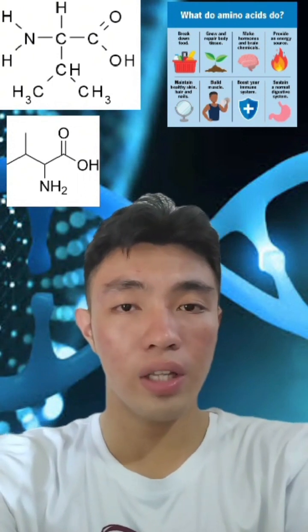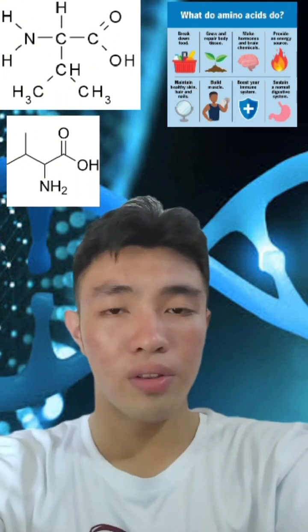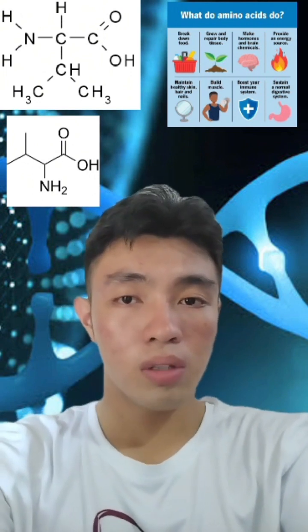Valine is a branched chain amino acid molecule which looks like a Y. The molecular formula of valine is C5H11NO2. C5, there are 5 carbon atoms. H11, there are 11 hydrogen atoms. N1, there is 1 nitrogen atom. O2, there are 2 oxygen atoms.